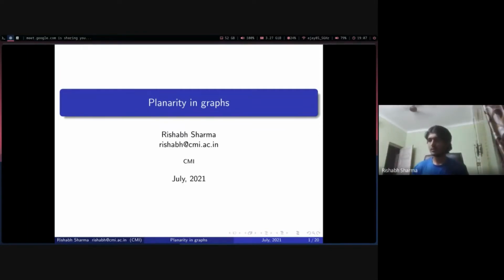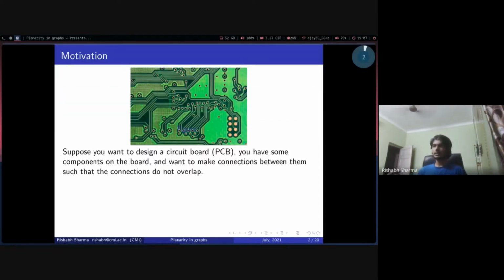So let's start with some basic motivation for planarity. I want you to think about this sort of problem which electrical engineers face in the real world. Suppose you have a circuit that you want to design. Suppose you have a plan for a circuit, a blueprint for a circuit, and you want to make that circuit on a circuit board.